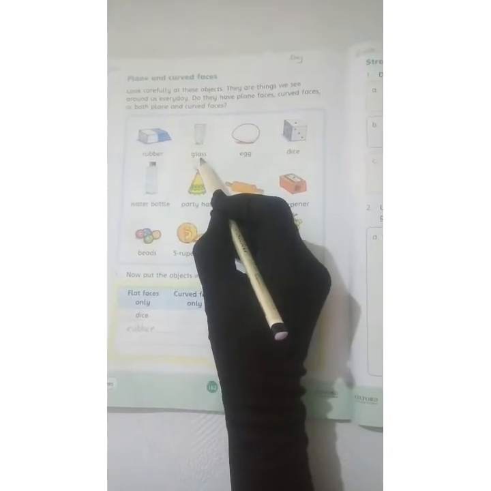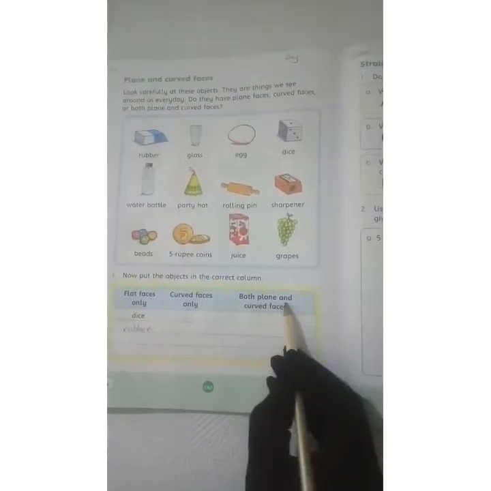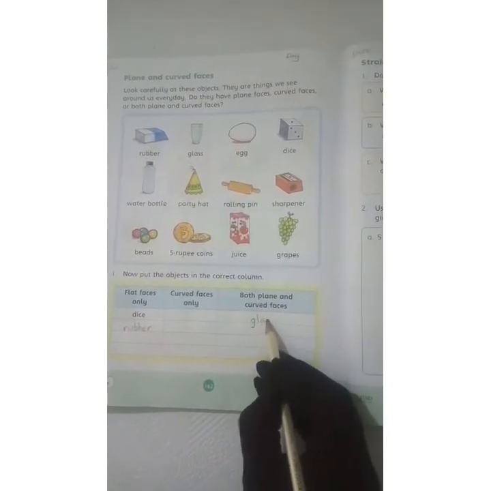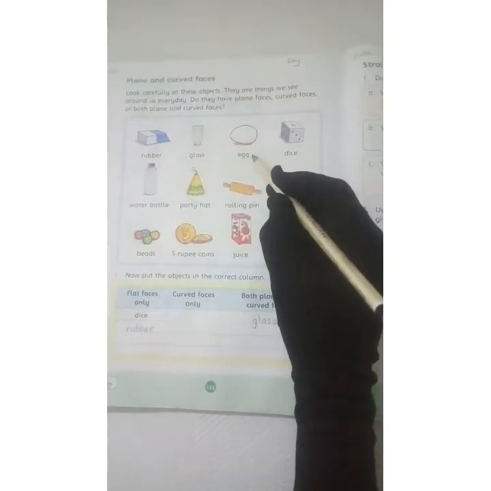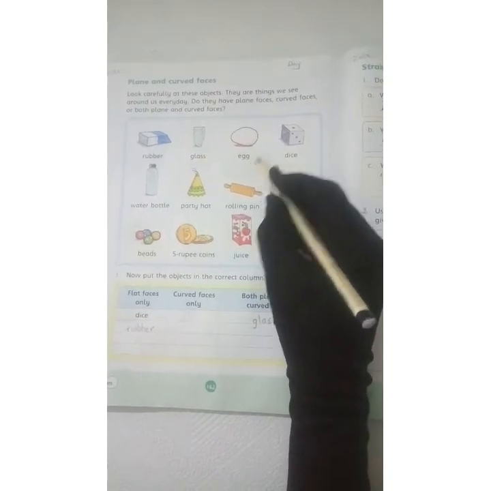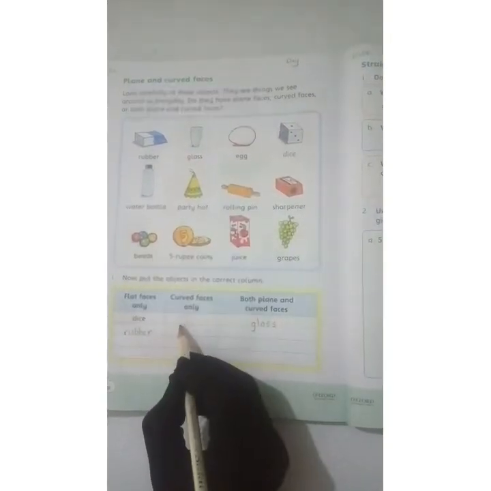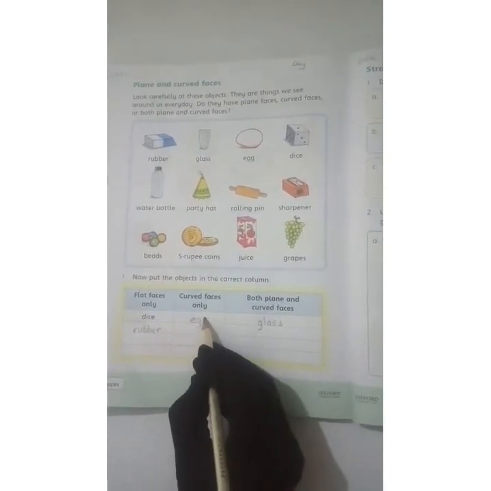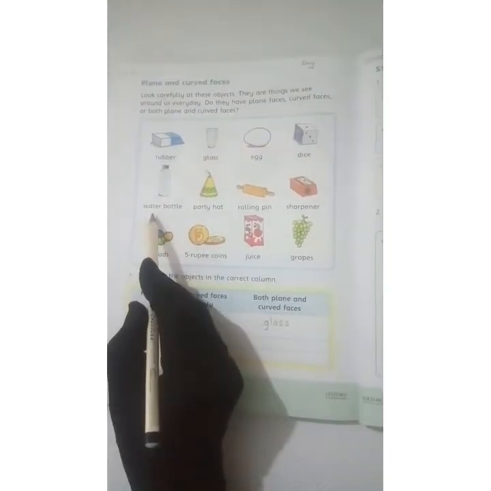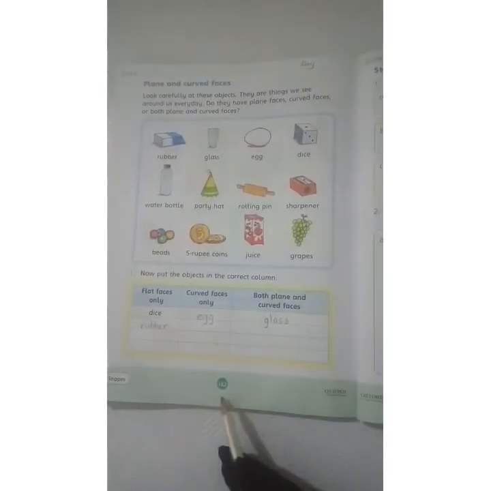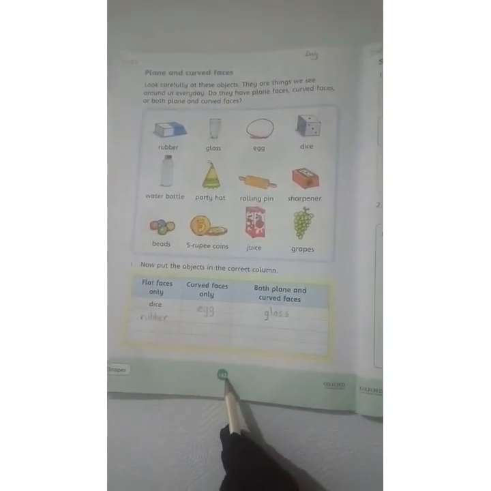Second is glass. You write in the both plain and curved faces column. Right here, glass. Look at the next picture. Egg. Egg has only one curved face. So we write in the curved faces column, egg. The next pictures, water bottle, party hat, write in their columns and complete page 162.